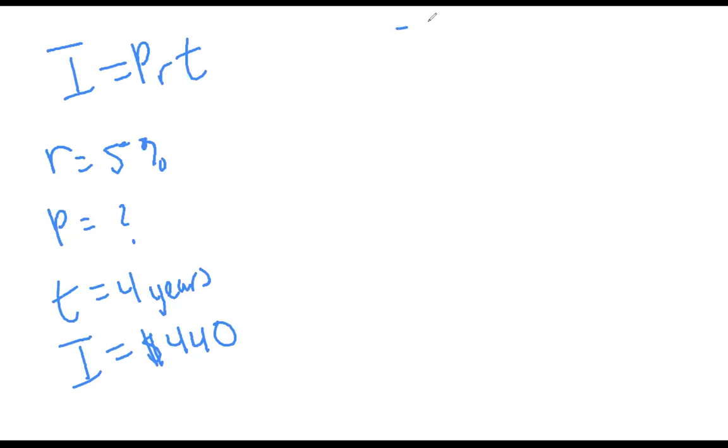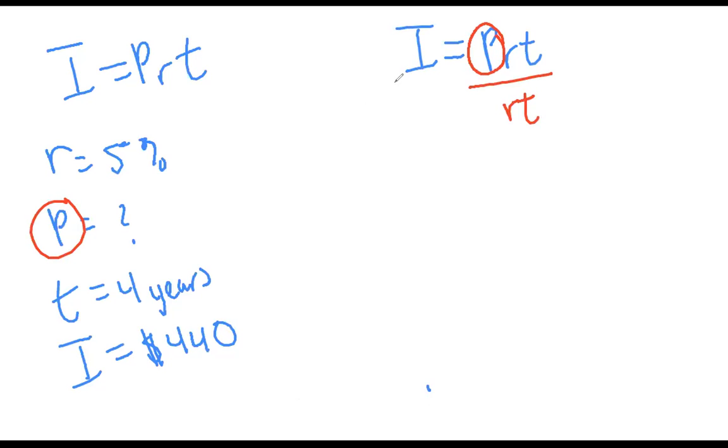Okay, so I have to take my original formula and change it. So what do I have to do to change this formula? I already have the interest. I'm looking for my principal, right? So that means I need to divide away the R and the T. So it's going to be I over RT. I over RT is equal to P.